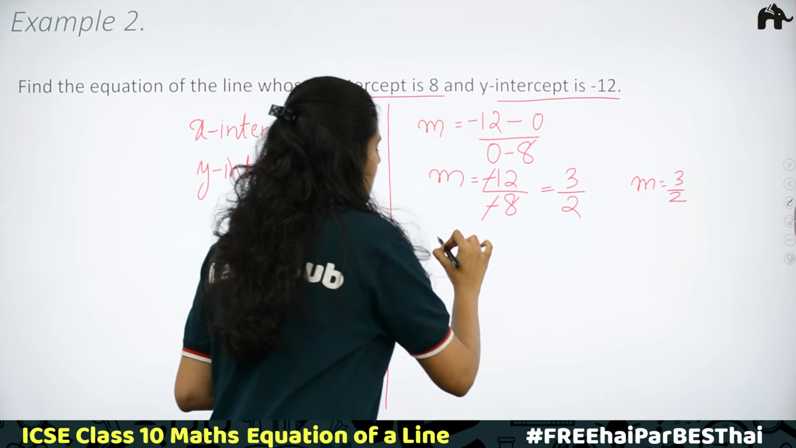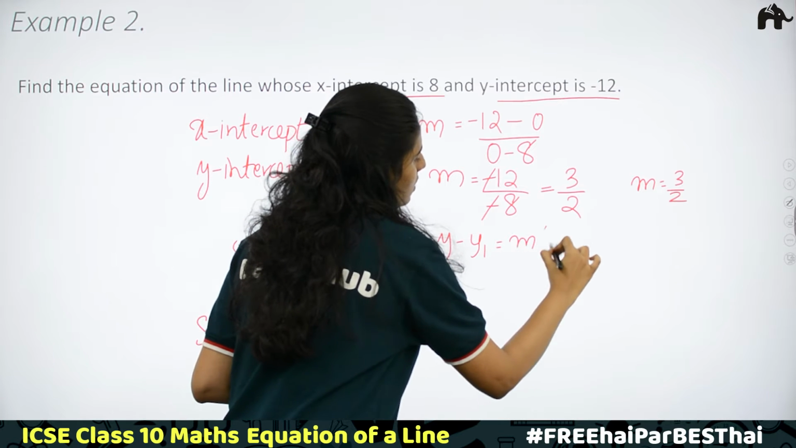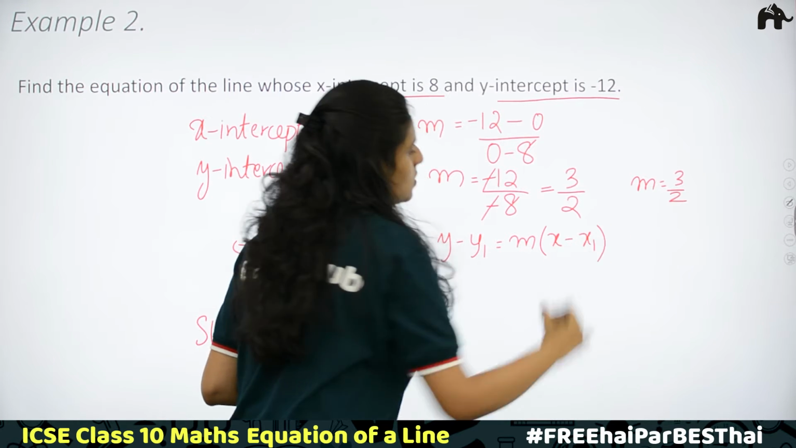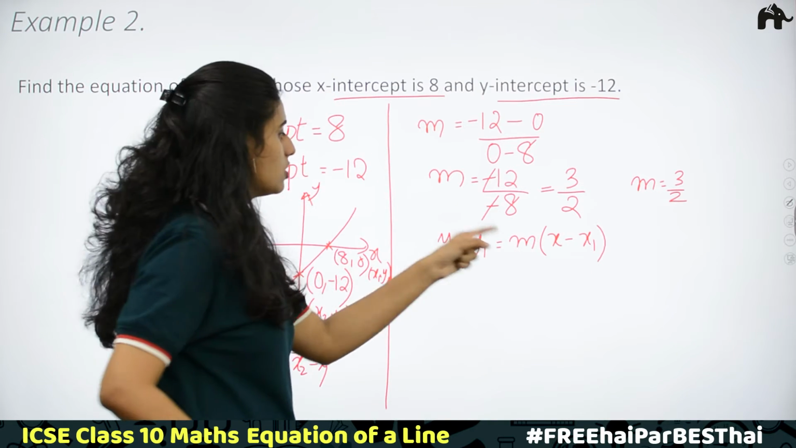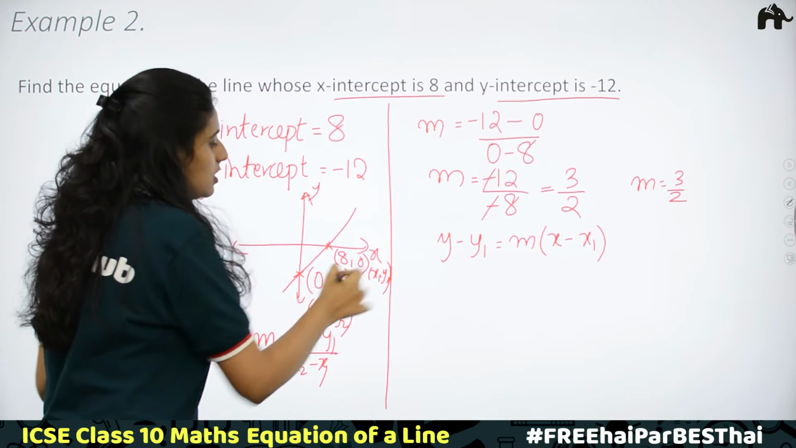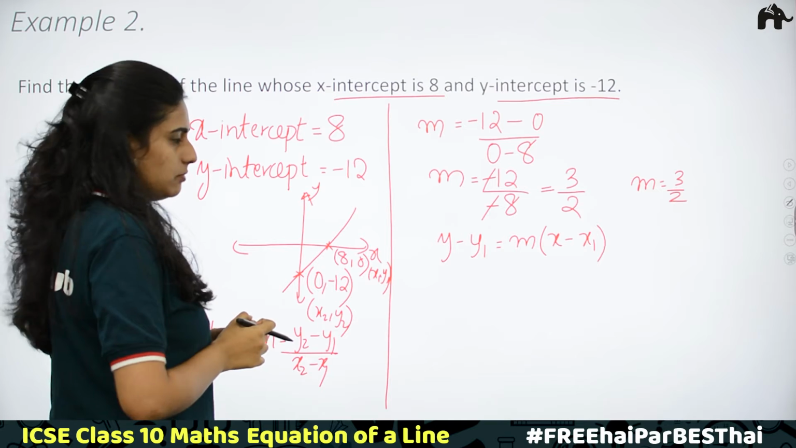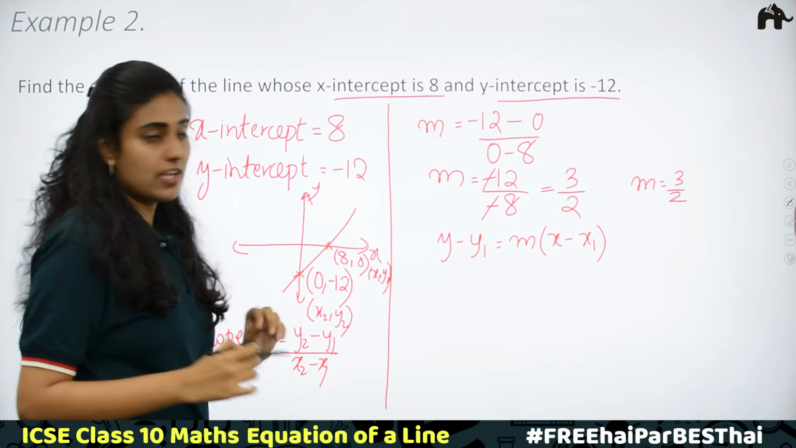Using the point-slope form, y minus y1 is equal to m into x minus x1. Substitute the values. We have y1 and x1, and we also have the m value now. Either you can take this point or this point, and you will get the equation of the line. It will be satisfied. Let us take this as the x1, y1 values.